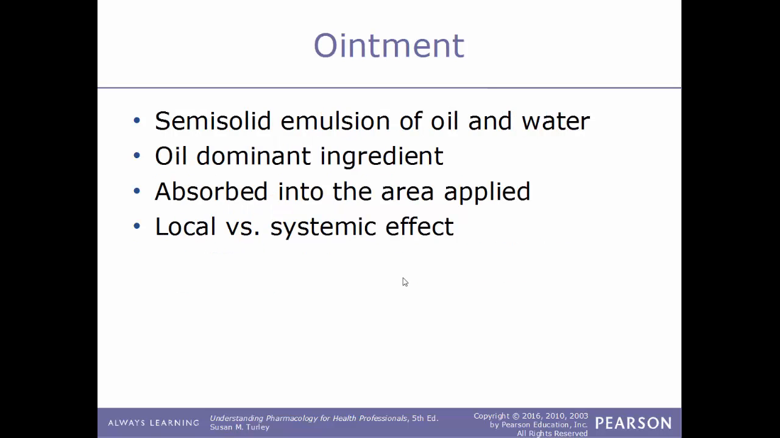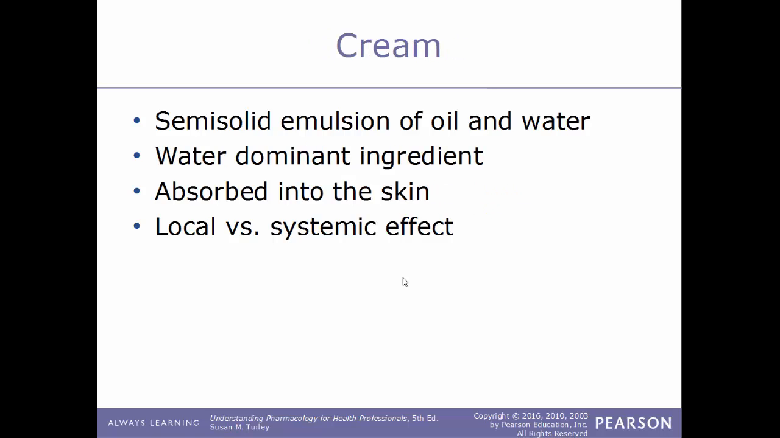The next form that we'll talk about is an ointment. This is a semi-solid emulsion of oil and water, and of those two components, oil is the dominant ingredient. This will be absorbed in the area that the drug is applied to, so this has a local effect on where it's being applied. Our next form we'll talk about is creams. Creams are another example of a semi-solid emulsion of oil and water, but of those, water is the dominant ingredient. This is absorbed into the skin and also has a local effect.